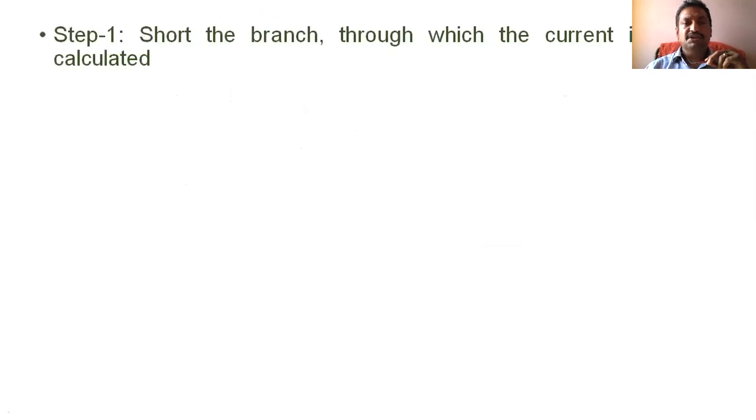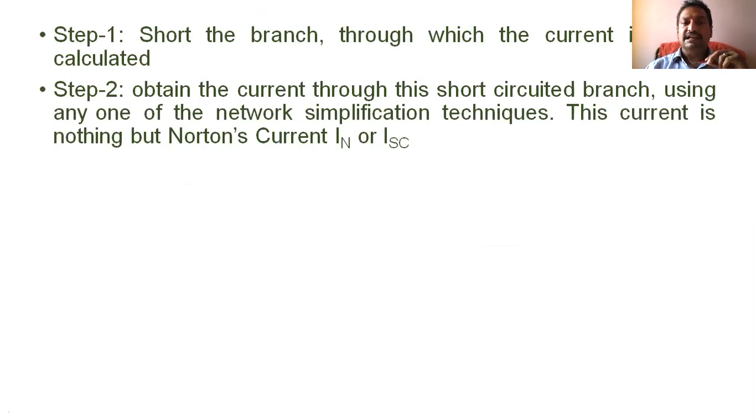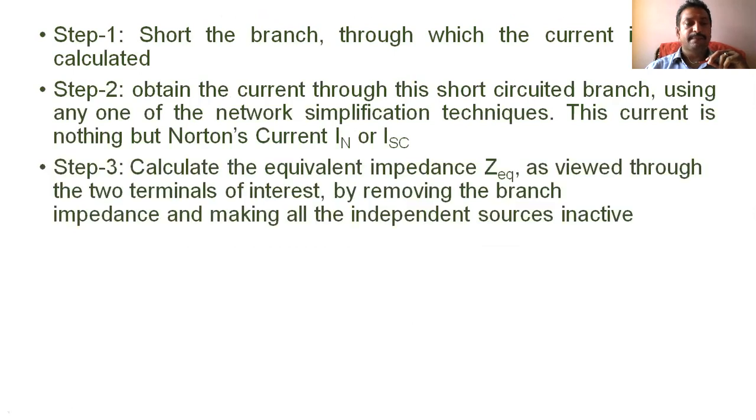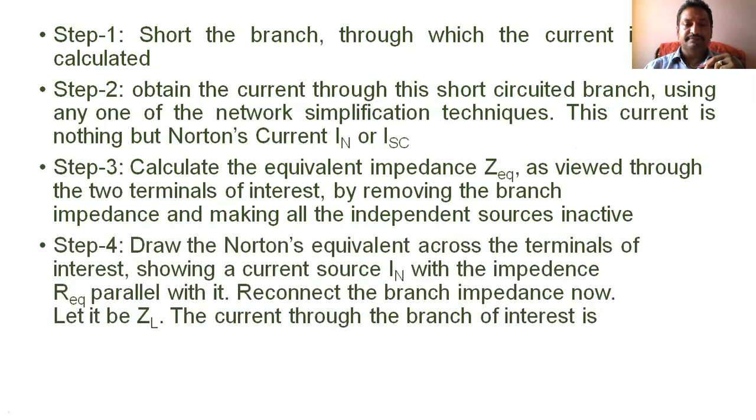Four steps. Step 1, short the branch through which the current is to be calculated. Step 2, obtain the current through the short circuited branch using any network simplification, called the short circuit current, or also called the Norton current. Step 3, calculate the equivalent impedance by removing the element in which the current is to be calculated, and reducing the total network by replacing any independent sources with their internal resistance. If it is a voltage source, short; if it is a current source, open.